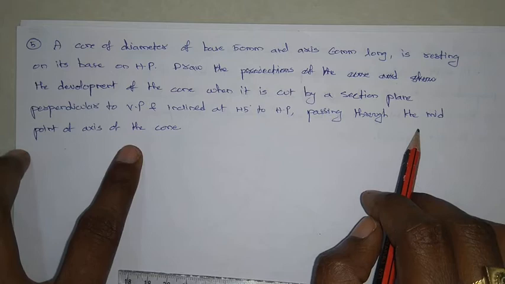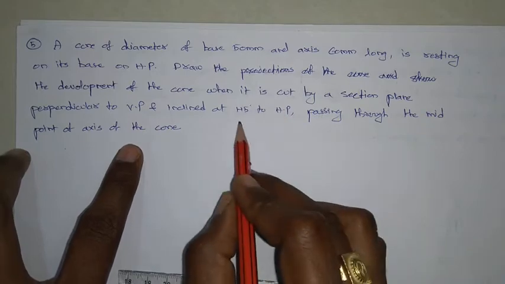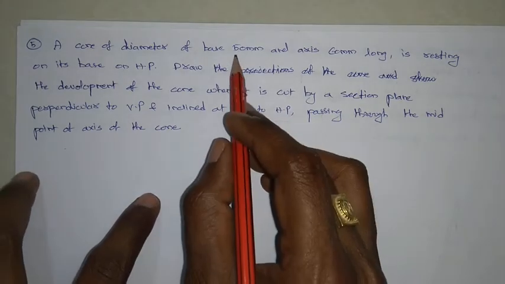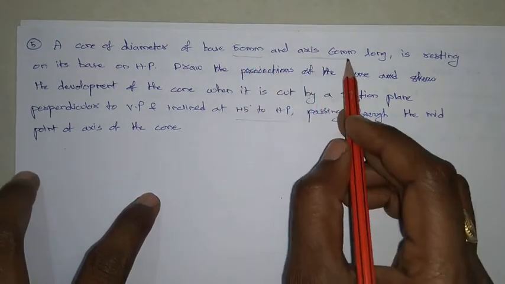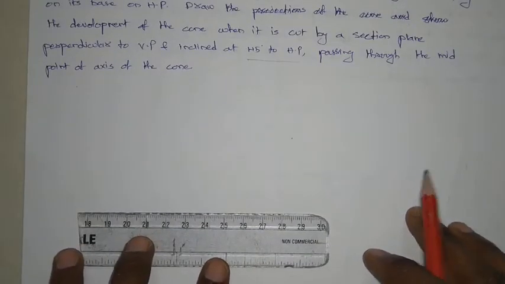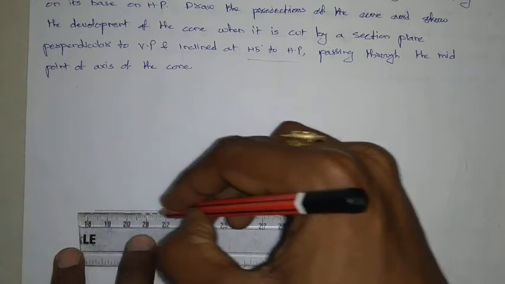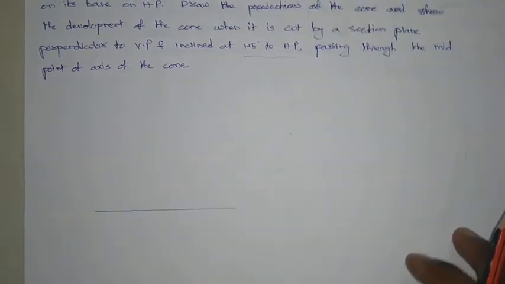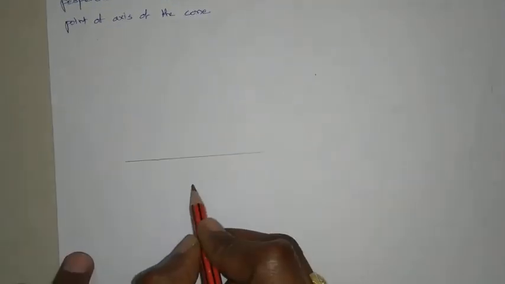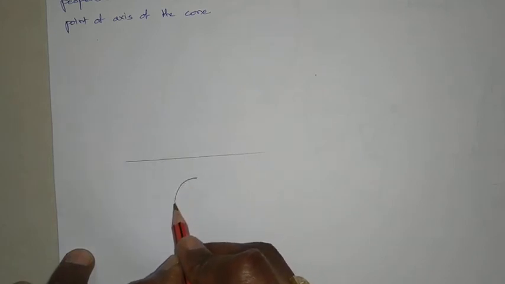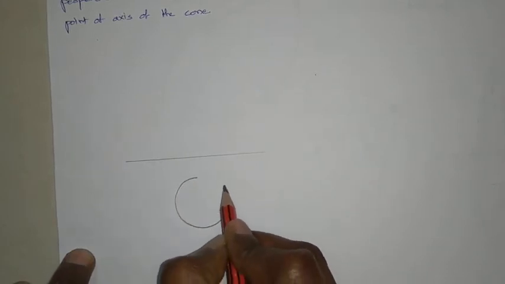Here the cutting plane or the section plane is passing through the midpoint of the cone and with an inclination of 45 degrees to HP. He has given base diameter is 50 and axis 60 mm. First I am going to draw the XY line. So I am drawing a rough diagram with the help of freehand.